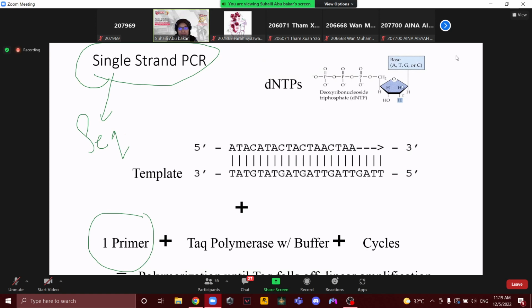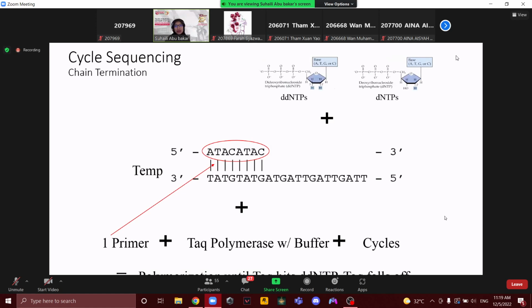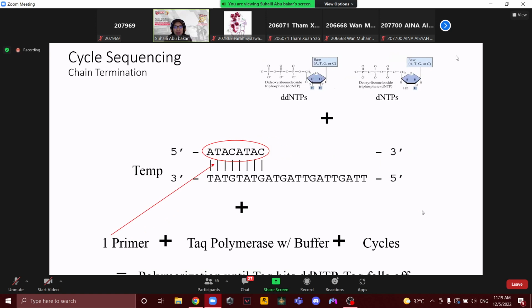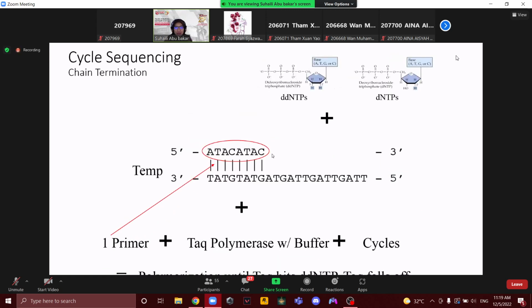Together with the dNTP, you also have ddNTP. Just now, this one was with the presence of dNTP only. So the primer attaches and continues polymerization, because there is no ddNTP. Now with the ddNTP present, this is the primer. There is no continuation of it.